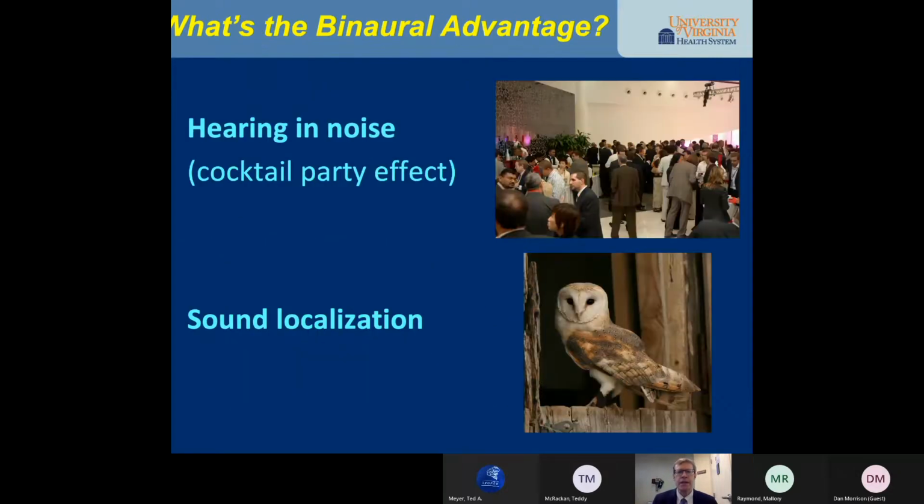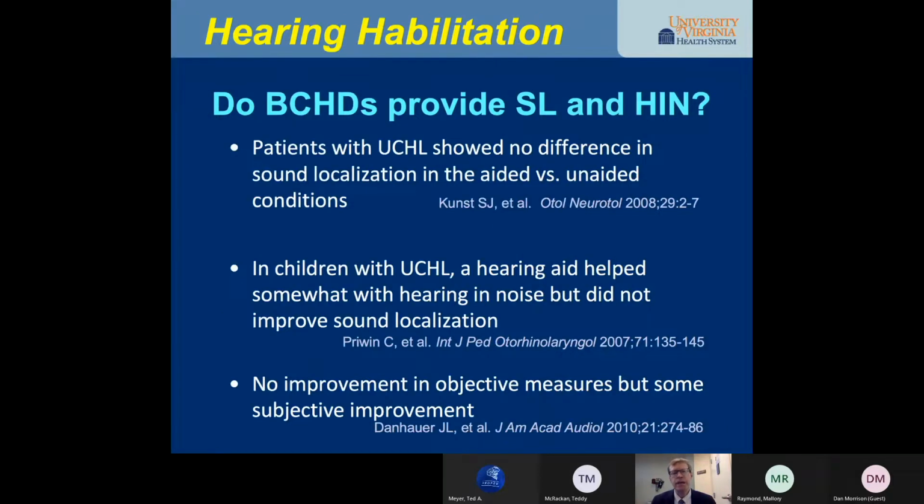And so what is the binaural advantage? Do children get the binaural advantage if they have a normal hearing ear in one ear and are wearing a bone conducting device on an atretic ear? Well, you know that hearing in noise and sound localization are the two functions mediated by binaural hearing. Do bone conducting hearing devices provide sound localization and hearing in noise? Here are a couple of studies that looked at that.